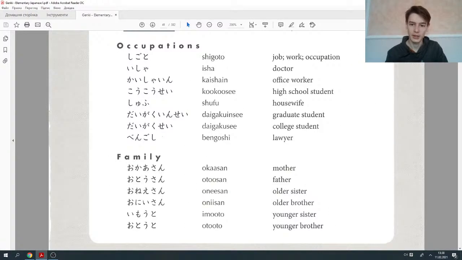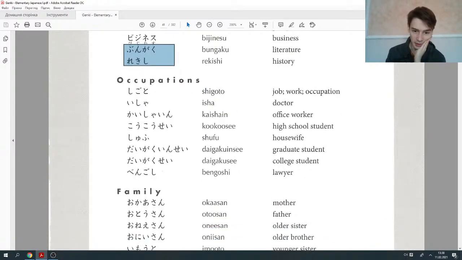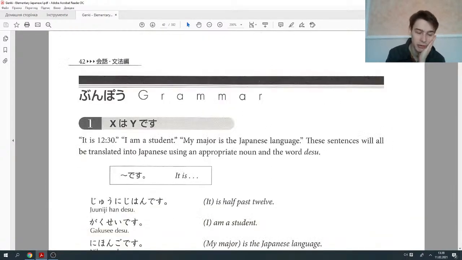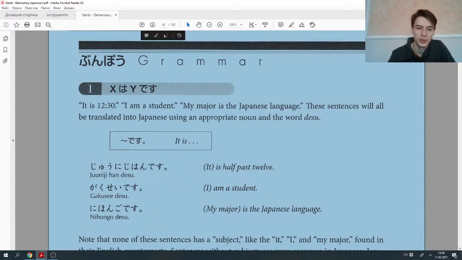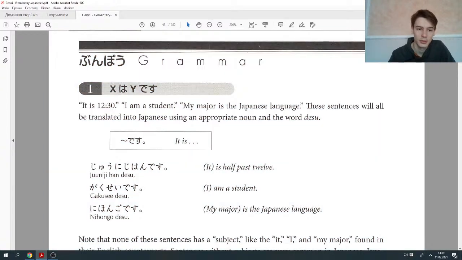Okay, there are some occupations. We can skip it for now. Let's read a little about grammar. So X wa Y desu. By the way, this particle is pronounced wa. In hiragana, it is pronounced ha, but if it's a particle, it will be wa. Even though they have a hiragana wa, they use this one. It's weird to know. Basically, this is the structure. You put desu at the very end of the sentence each time, and you say that something wa something.